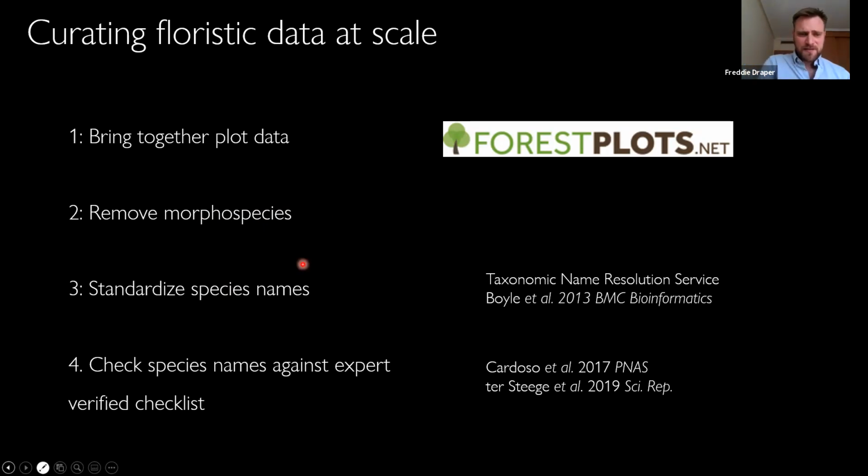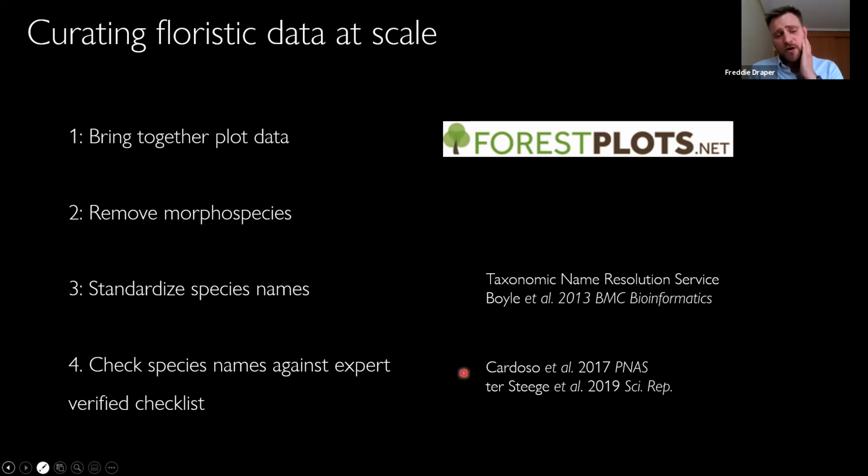The next step is standardizing species names, and another plug for the taxonomic name resolution service. It does this automatically to remove synonyms. It's a massively helpful tool, but this is standardizing names, not really standardizing the taxonomy, and there are lots of issues with the actual species identifications that can't be corrected at this stage. I'll talk about that a little more in the discussion.